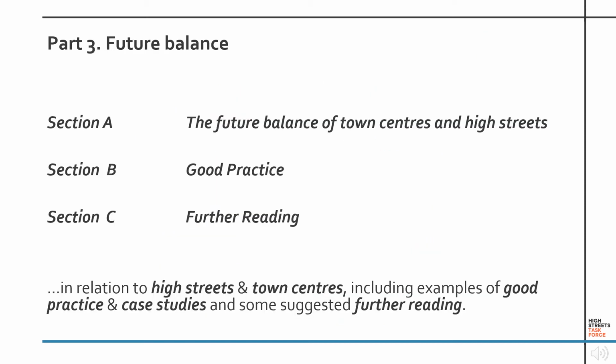Part 3 of this online training session is divided into 3 main sections. Section A is the consideration of the future balance of town centres and high streets. Section B outlines some examples of good practice in terms of planning high streets and town centres, and Section C suggests some examples of recent exemplary further reading.